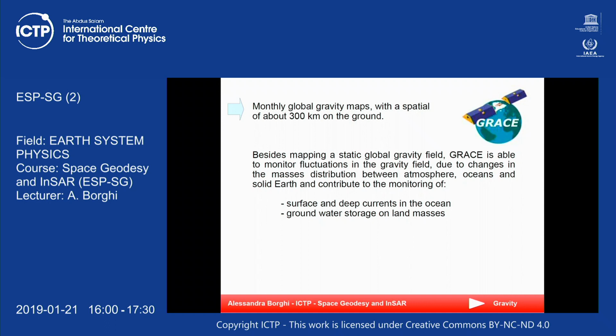GRACE is able to monitor fluctuations in the gravity field due to different mass distributions, from one satellite to the other satellite. During this path, if something changes, the second satellite has a different observation with respect to the first one. So I can record these differences.